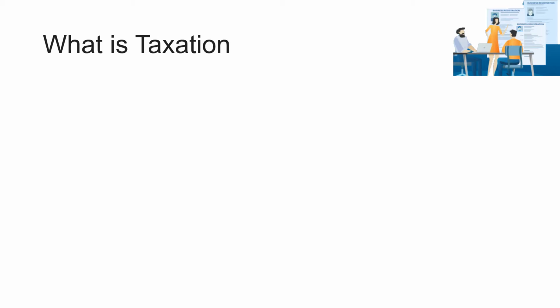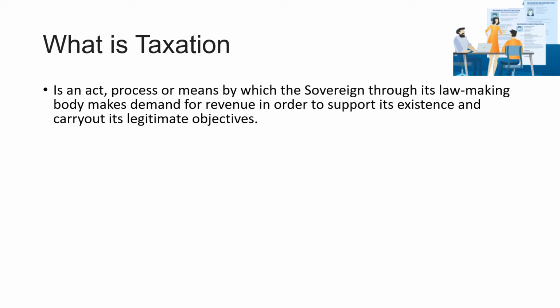So, what is taxation? There are various definitions of taxation, and one of them is an act, process, or means by which the sovereignty, through its law-making bodies, makes demand for revenue in order to support its existence and carry out its legitimate objectives. So, take note, it's an act. Why is it an act? Because normally the government will pass a law so that they would be able to tax people.